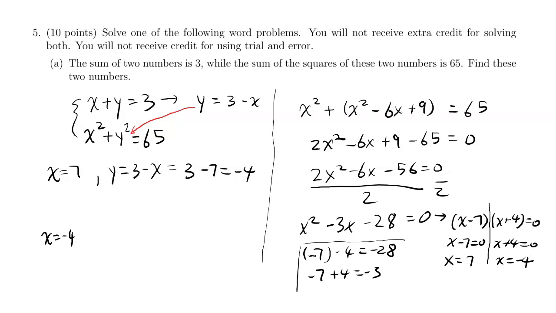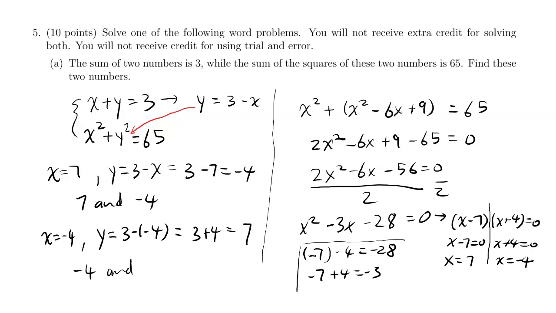And then x equals negative 4, you get y equals 3 minus negative 4, which is 3 plus 4, which is 7. So here it says the answer is 7 and negative 4. Here it says negative 4 and 7. But these two are essentially the same thing, right? So at the end of the day, it did come out that 7 and negative 4 are the answers.